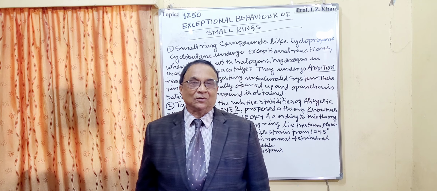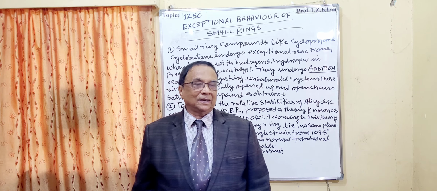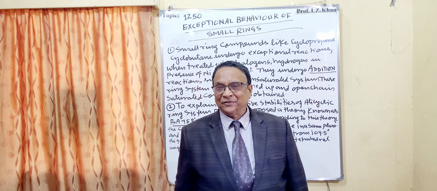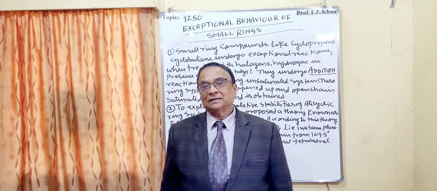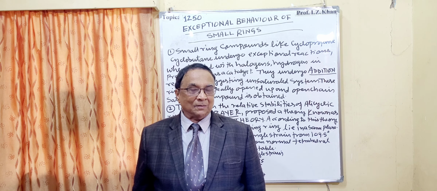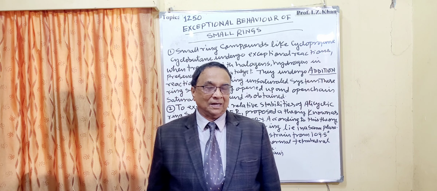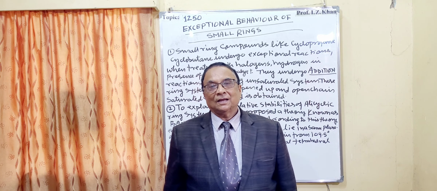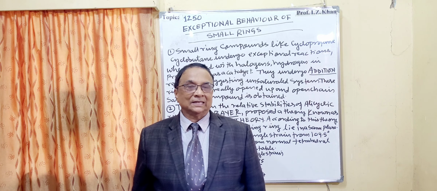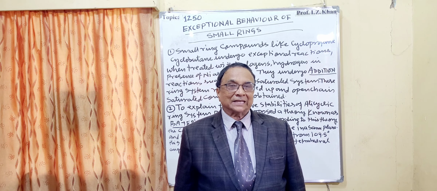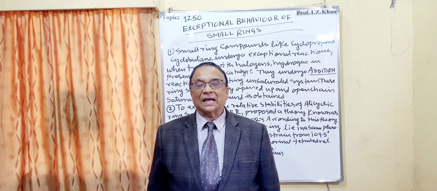So with this I will stop, and I have given enough clarification about the exceptional behavior and instability of small rings in alicyclic compounds. In the next lecture I am going to discuss the conformational analysis of larger and medium size alicyclic compounds like cyclopentane and cyclohexane.